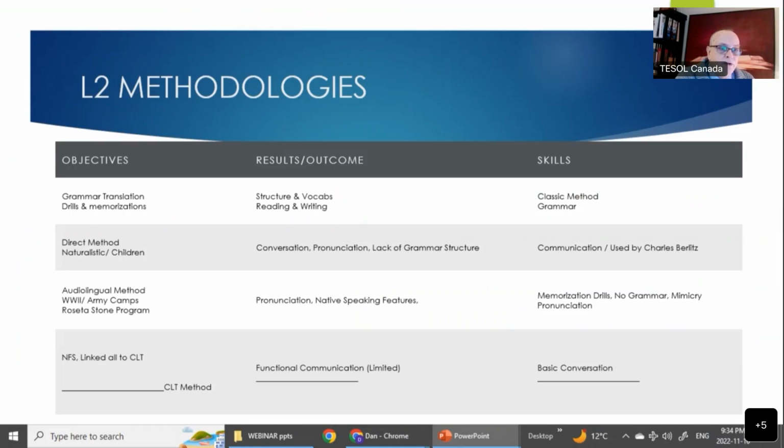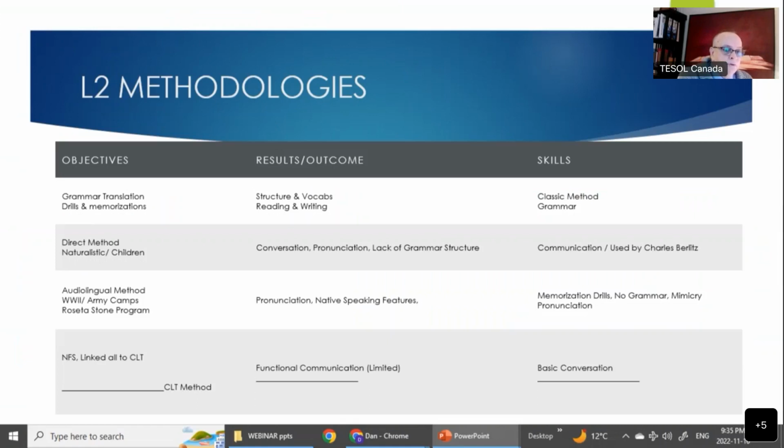They did memorization drills. There was no grammar. They were just simply mimicking, copying the pronunciation of the native speaking teachers that they had. So that was the audiolingual method.